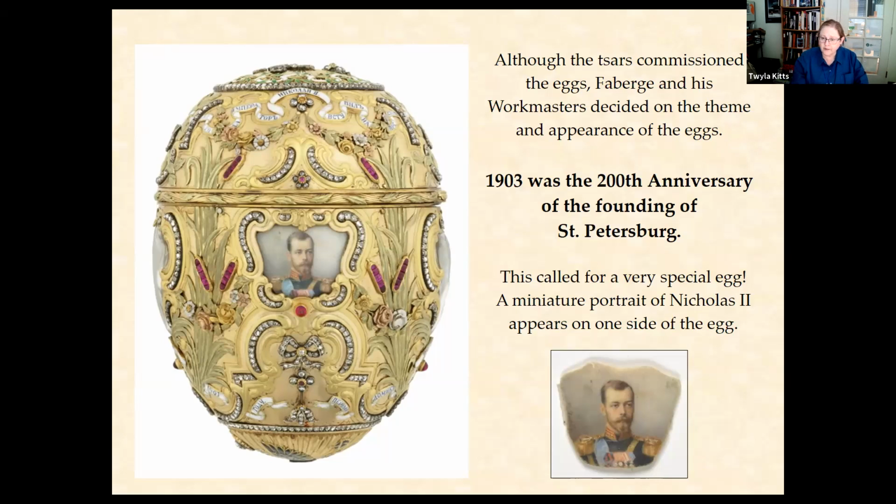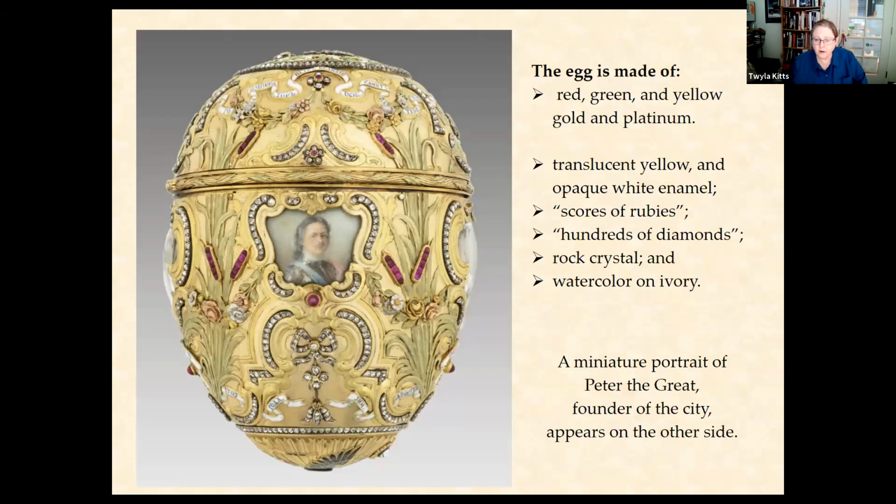So on one side of that, you can see the miniature portrait of Nicholas II on this side of the egg. And then on the other, there's a miniature portrait of Peter the Great, founder of the city. And this egg is made of red, green, and yellow gold, and platinum, translucent yellow and opaque white enamel. And this is from one of the advertisements for the egg. Scores of rubies, hundreds of diamonds, rock crystal, and watercolor on ivory. And I think you can really see the intricate design on this.